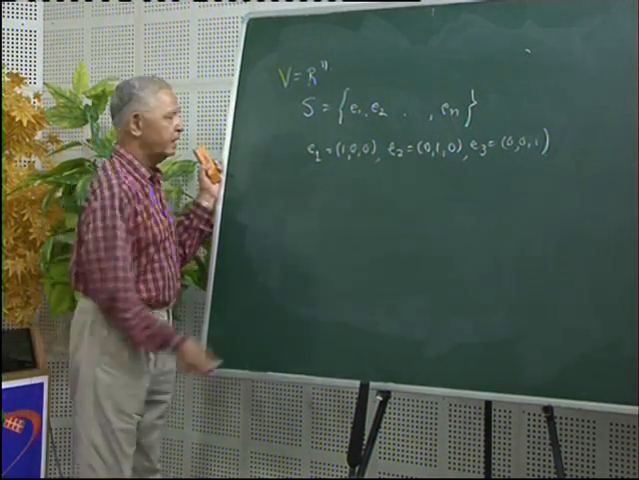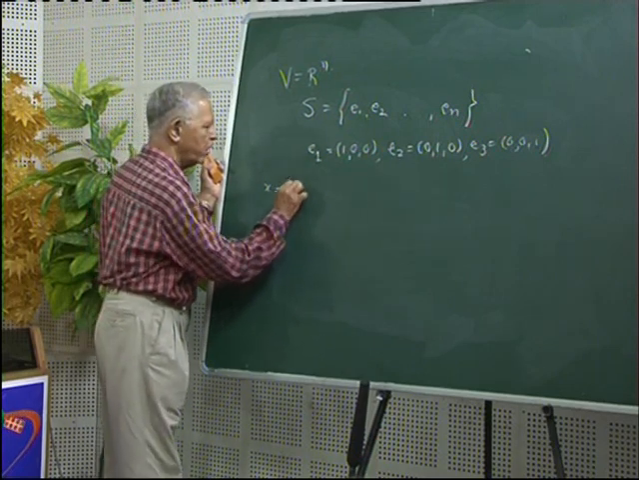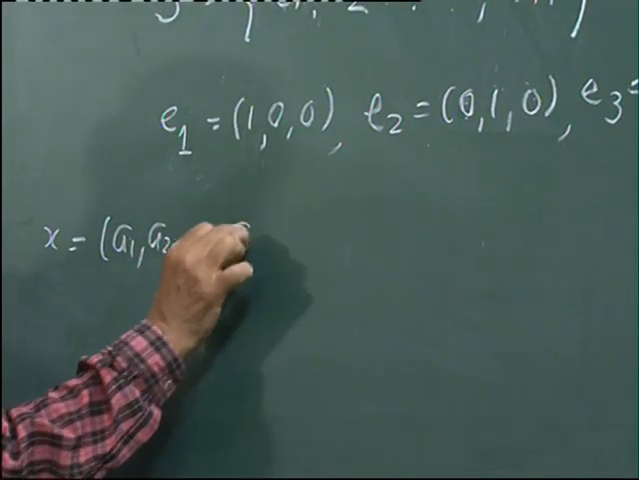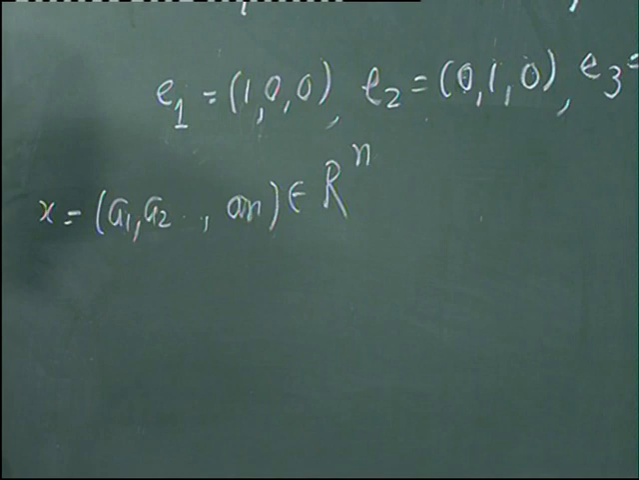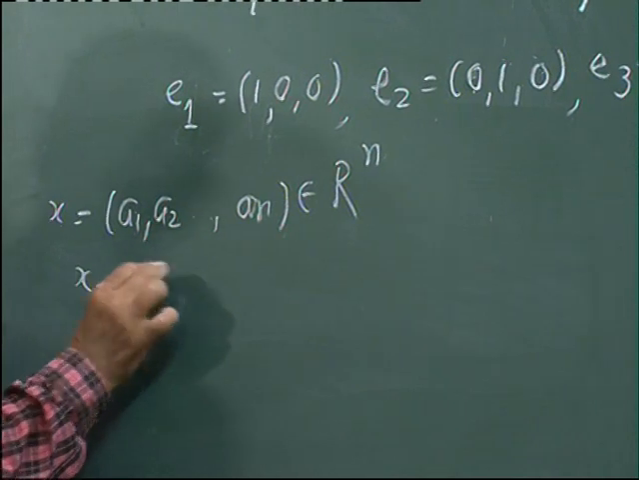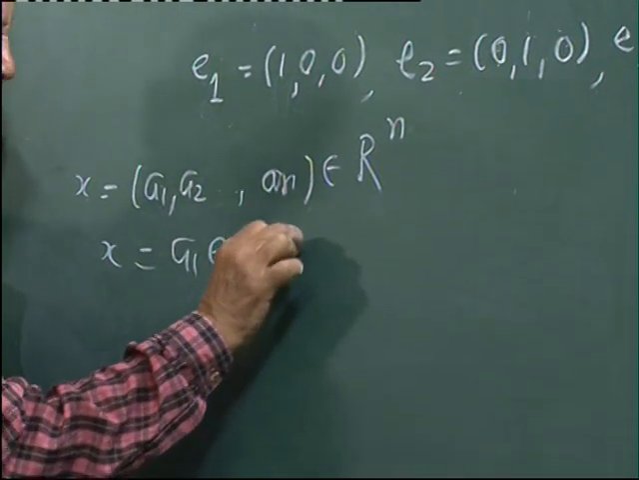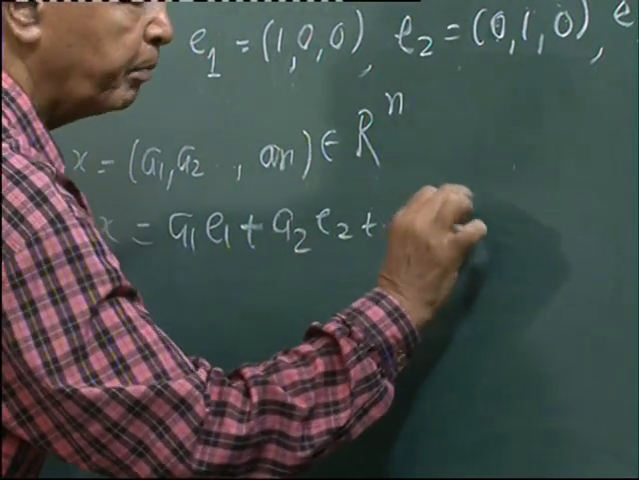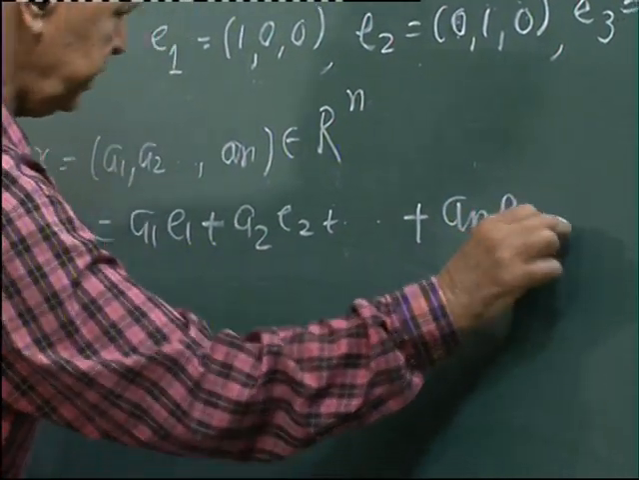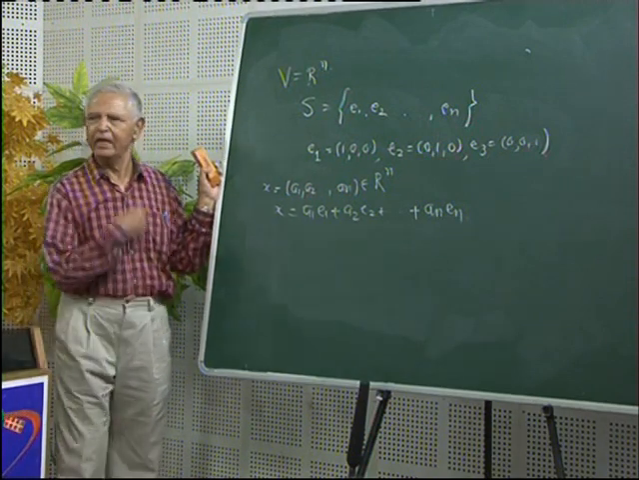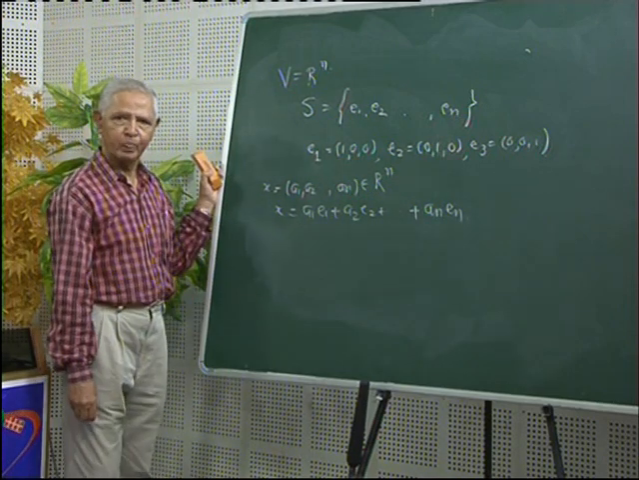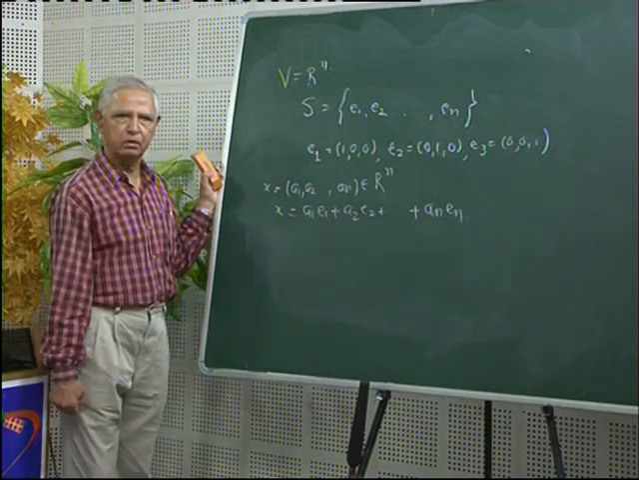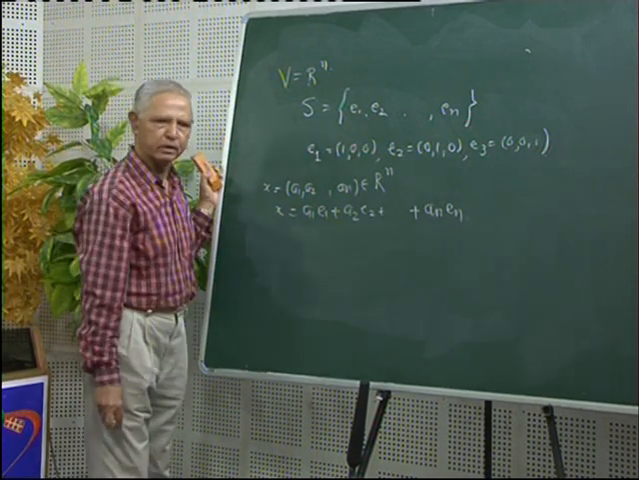Now, let us take any vector x equal to (a1, a2, ..., an) belonging to our space Rn. Then we can see very easily that vector x can be expressed as a1 e1 plus a2 e2 plus ... plus an en. That means vector x can be expressed as a linear combination of the n vectors e1, e2, ..., en. We claim one thing more, that this linear combination is unique.